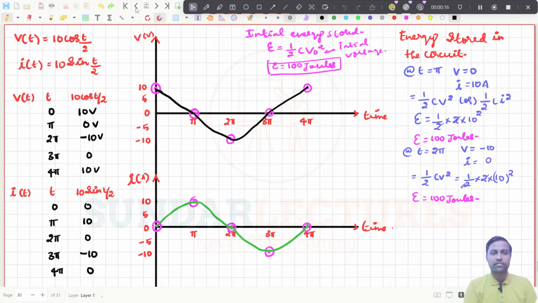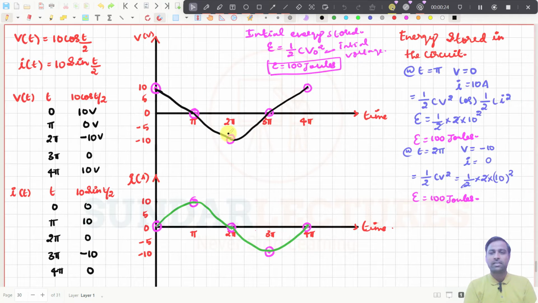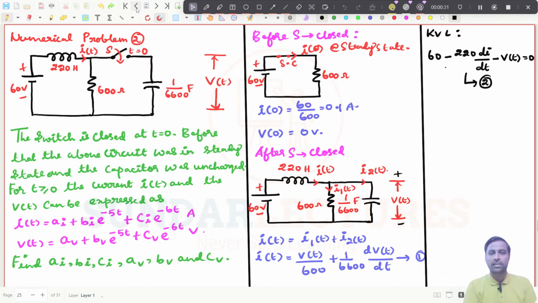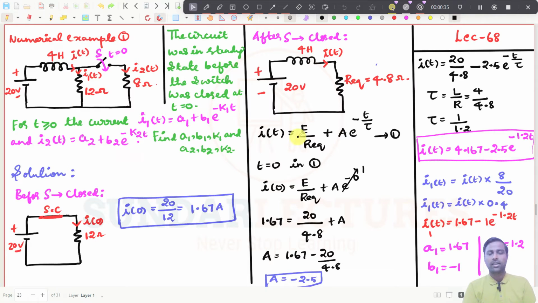So what are the topics we have seen in the previous class? These are all the topics we have seen in the previous class, transient responses of LC circuit, and we have found that there will be some energy stored in the circuit forever. And before that, in lecture number 68, we have seen numerical examples. Two problems we have seen.